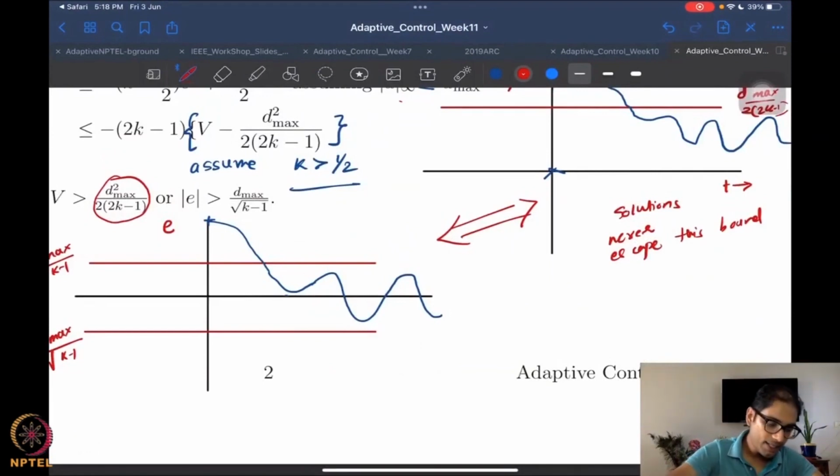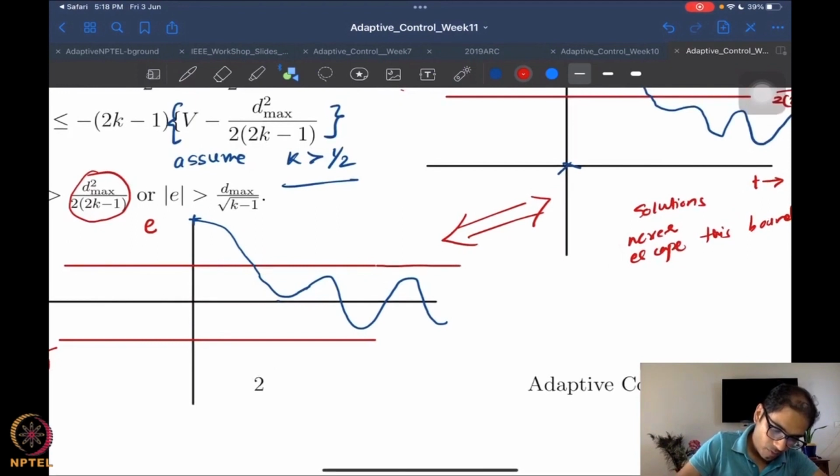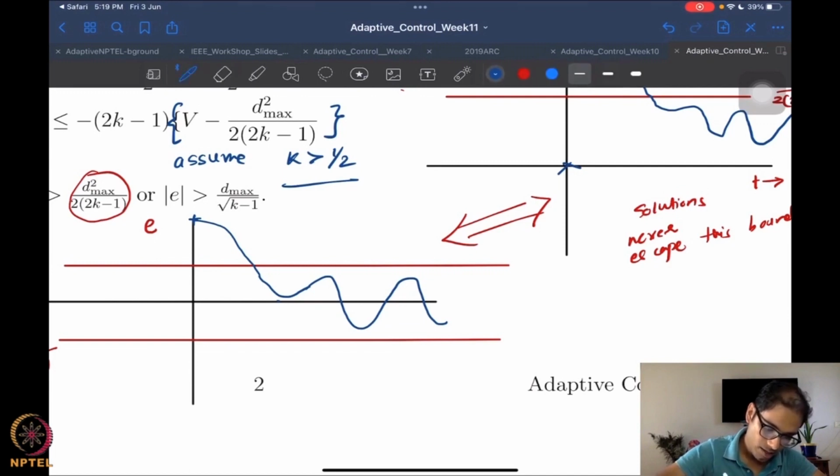All right, why is this? Let's give this a little bit of thought. So I'm going to extend this guy also. And suppose it so happens, at some instance, that this tries to go here, sort of escape like this. The question is, is this possible?